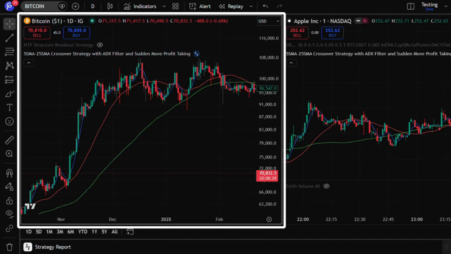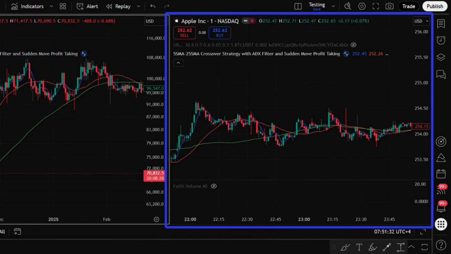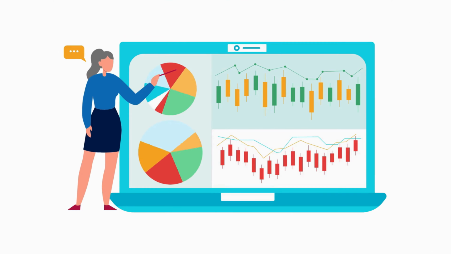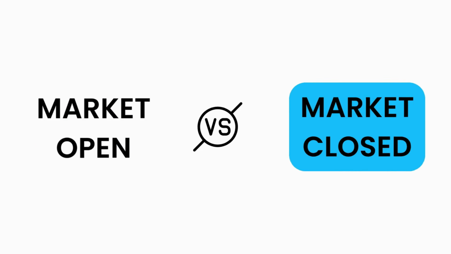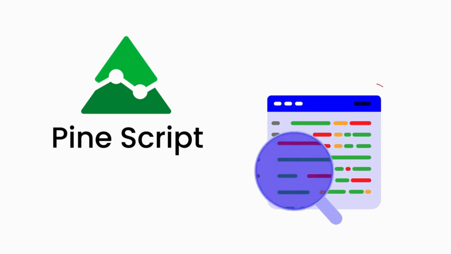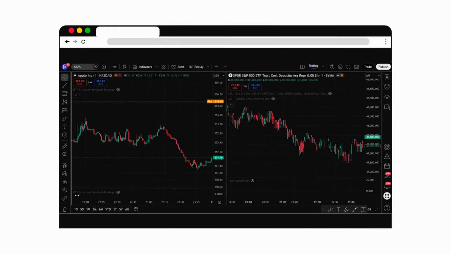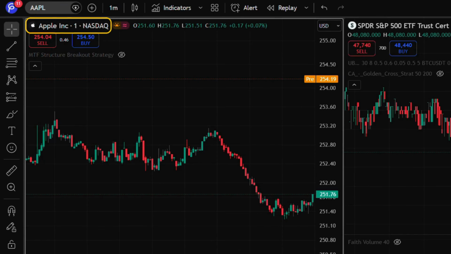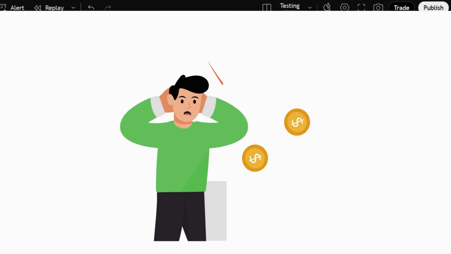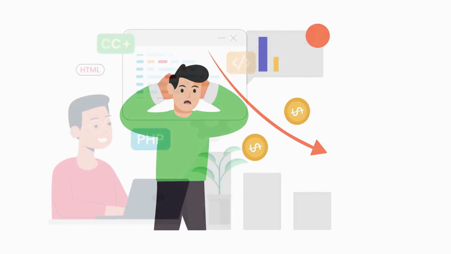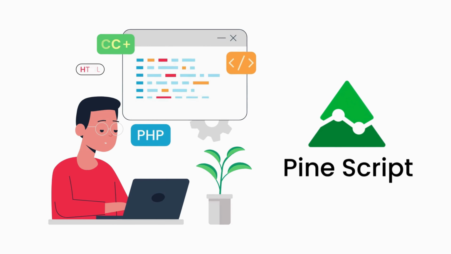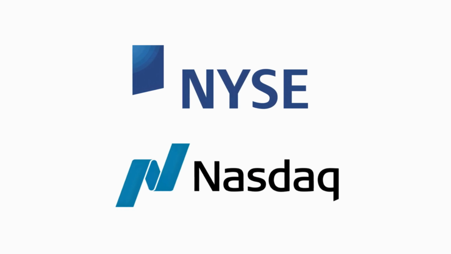They don't trade 24/7. They react to institutional money flow. They behave completely differently during market open versus market close. And if your Pinescript doesn't account for this, your backtest means nothing. Today, I'm breaking down exactly how US stocks and ETFs behave differently, why most strategies fail on them, and how to build Pinescript code that actually works for NYSE and NASDAQ trading.